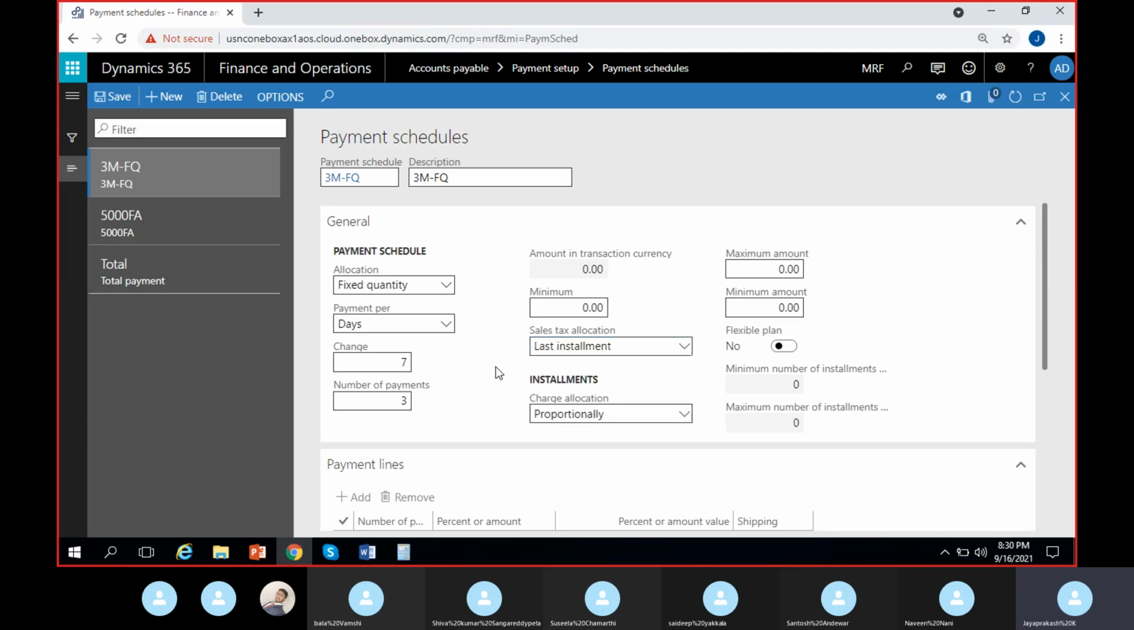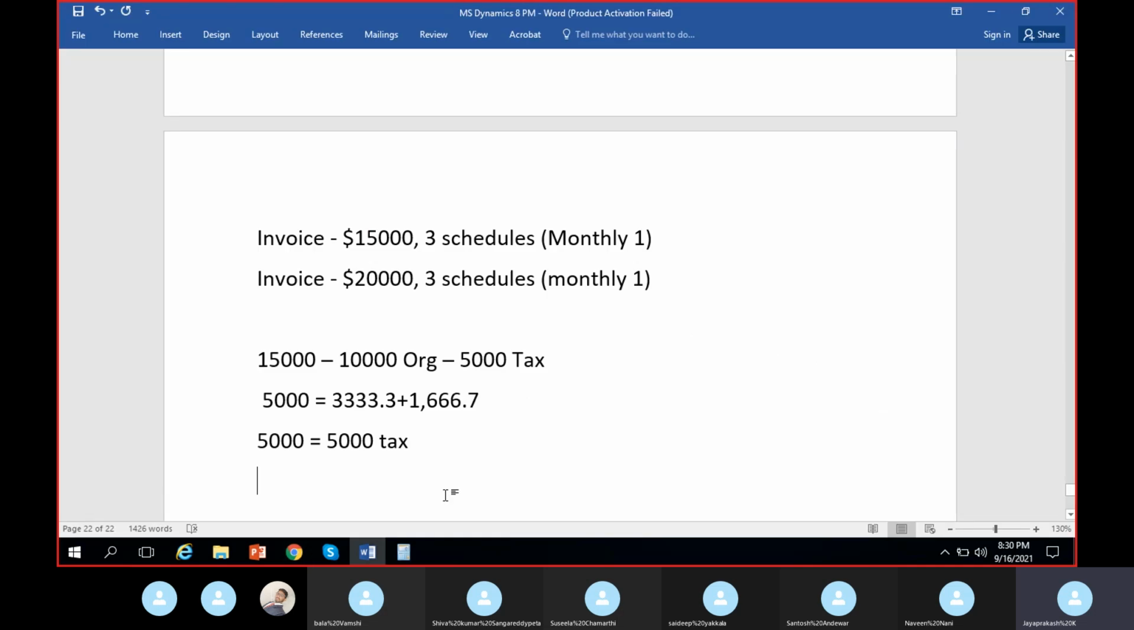Last installment. What happens with the last installment? Sales tax allocation. If I say last installment, the tax will be deducted in the last payment schedule installment. Correct. So we have 3 installments, right? Every installment we have 5,000, 5,000, 5,000. So the tax payment will be considered for the last installment. For the first 2 installments we pay the original amount, 10,000. In the last installment we'll pay 5,000, so that will be accounted as tax.